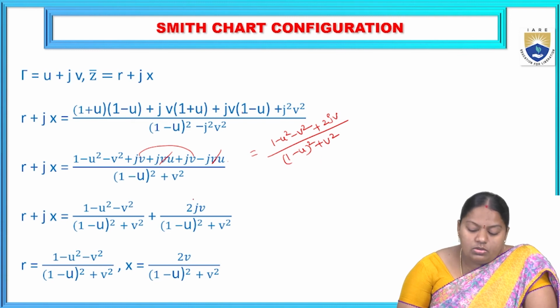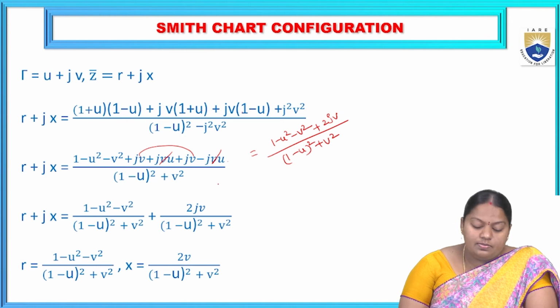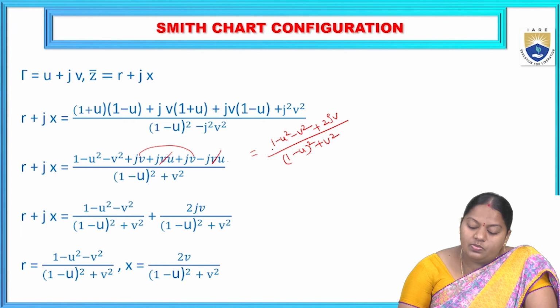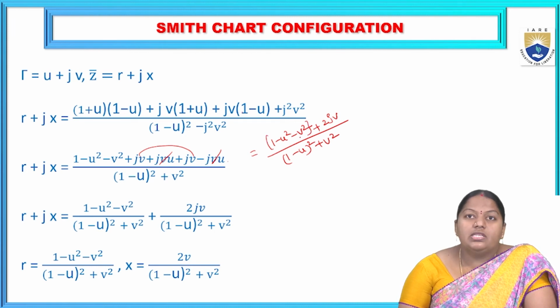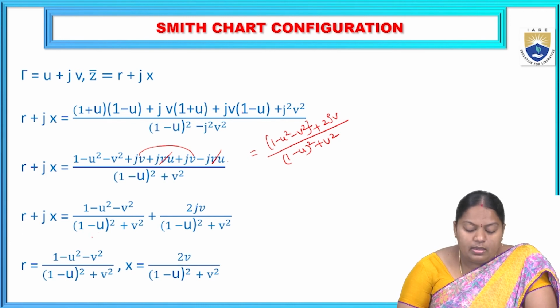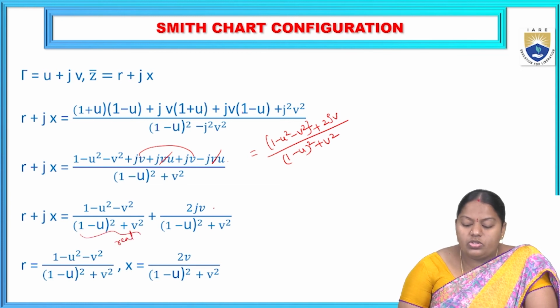Okay, so from this we can separate real and imaginary terms. In order to separate real and imaginary terms, see here, if you observe in the numerator, the only real term is 1 minus u square minus v square. So (1 minus u square minus v square) by ((1 minus u) whole square plus v square) is the real term, and 2jv by ((1 minus u) whole square plus v square) is imaginary.